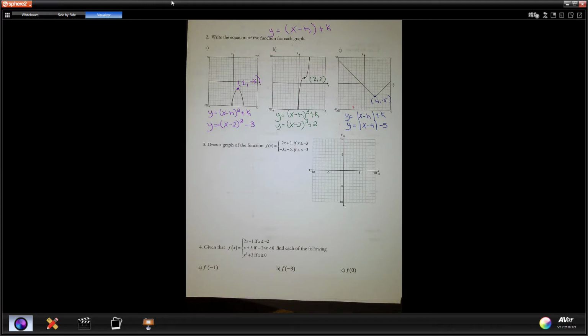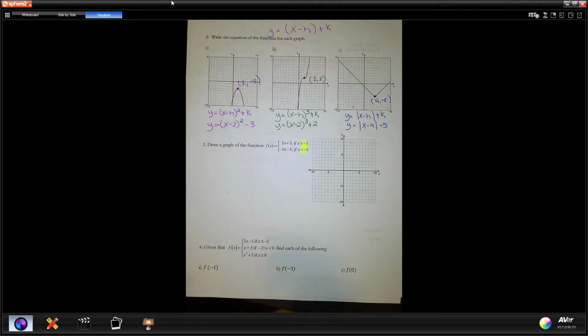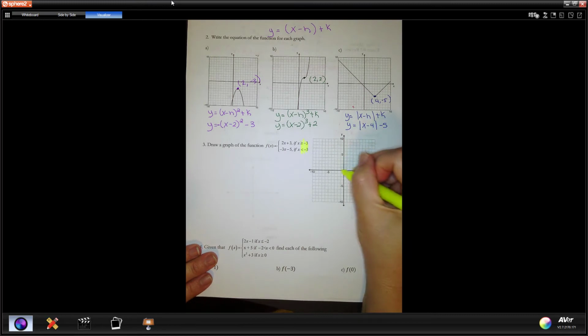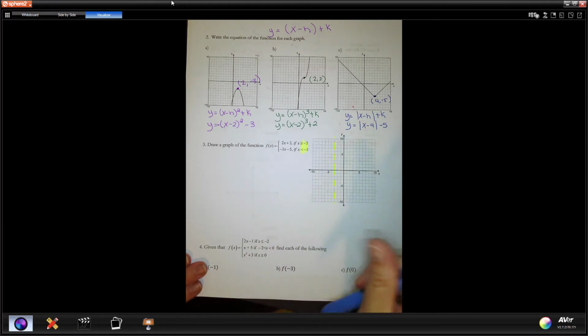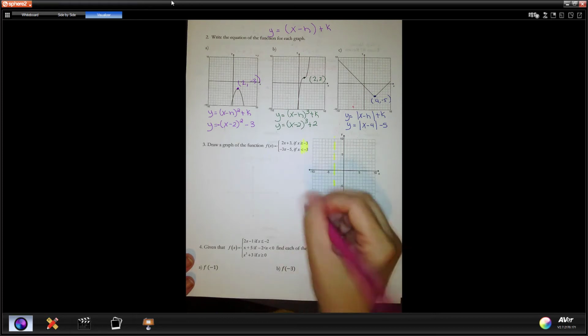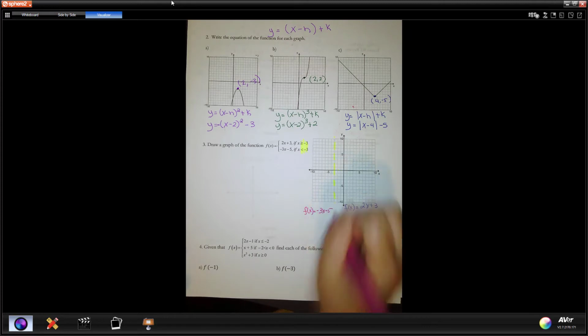What I like to do is use this -3 right here as a dividing line. So we're going to go ahead and go back 3. And it's kind of this little invisible dividing line that we're going to have. And so if x is greater than -3, so on this side we're graphing f of x equals 2x plus 3. And then on this half, if x is less than -3, we are graphing f of x equals -3x minus 5.